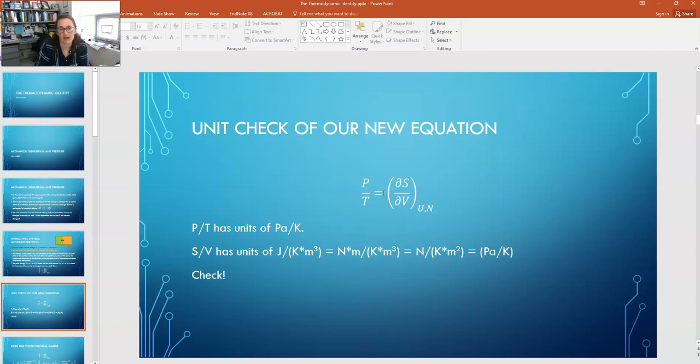Now on the right, we have an entropy change divided by a volume change. S has units of joules per Kelvin, and volume has units of meters cubed in SI. So the units on the right would be joules divided by Kelvin times meters cubed. Now a joule is a Newton meter. So that would be Newton meters divided by Kelvin times meters cubed. Then you have a meter canceling out, so you have a Newton over a Kelvin meters squared. But then a Newton per meter squared is a Pascal. So on the right-hand side, we have pascals per Kelvin. So that shows you that at least the units of that equation are right.